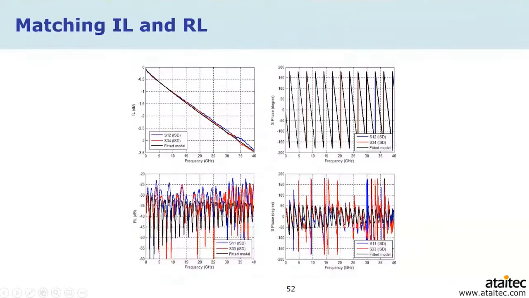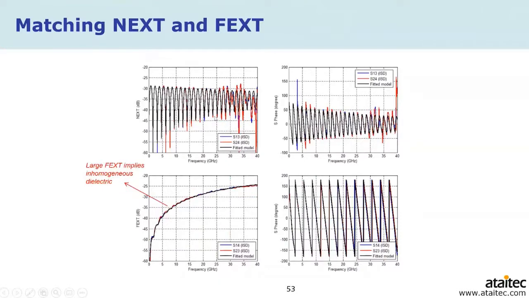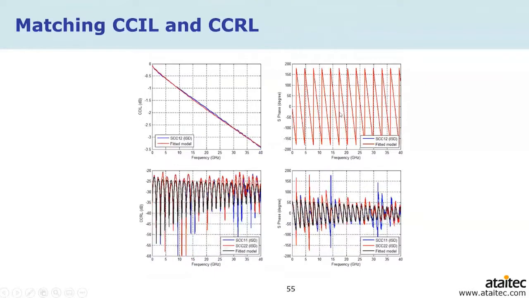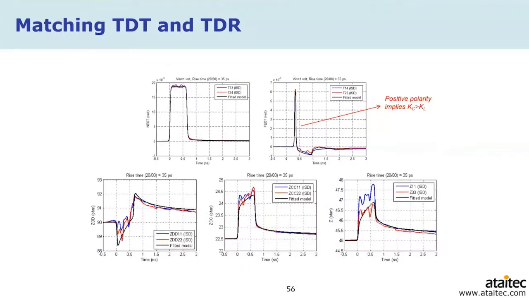So in this case, we match insertion loss, return loss, magnitude and phase. We match NEXT and FEXT, magnitude and phase. We match DDIL, differential insertion loss, differential return loss, magnitude and phase. And common mode insertion loss, return loss, again, magnitude and phase, even TDR and TDT.